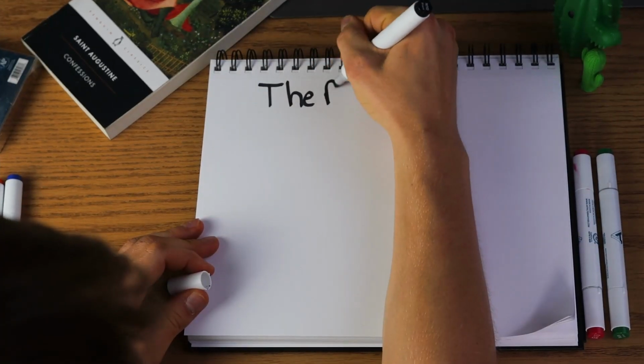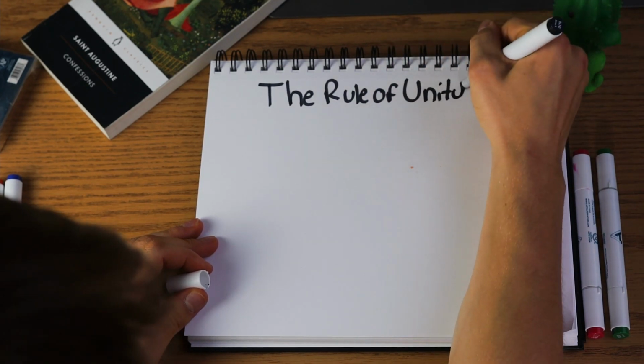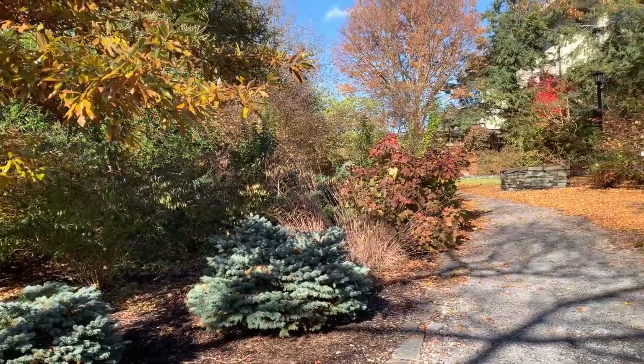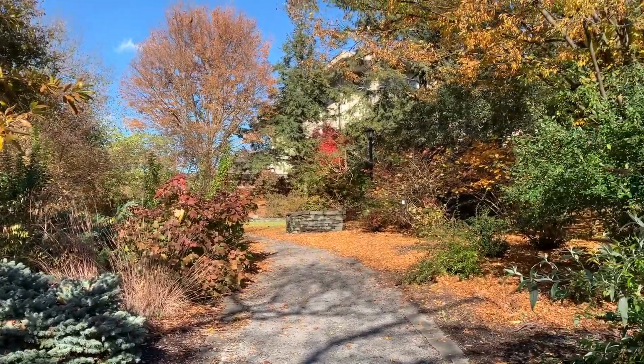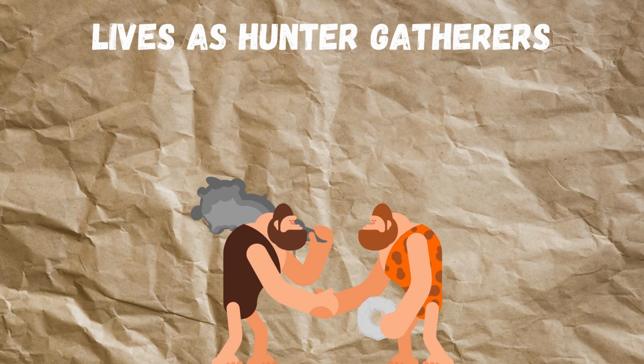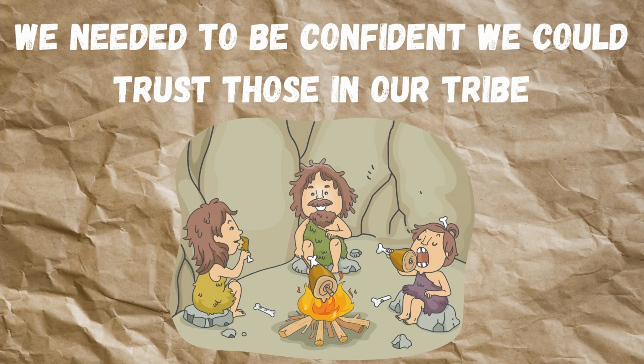The rule of unity. The rule of unity states that those in our we group get more agreement, trust, help, liking, cooperation, emotional support, and forgiveness. This rule has been ingrained in us ever since our lives as hunter-gatherers. When we were battling saber-toothed tigers and hunting mammoths, we needed to be relatively confident that we could trust those in our tribe. This same tendency to separate those outside the group from those inside has remained ever since.